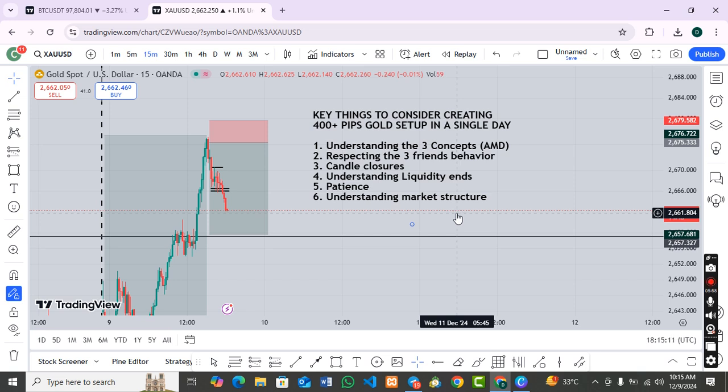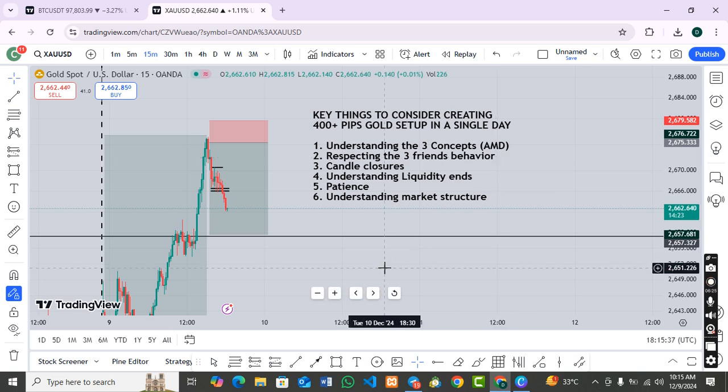You must understand the three powerful concepts, or the behind-the-scenes knowledge or idea that is operating on the system. It is an algorithm being created. Number 1, understanding the AMD, which is accumulation, manipulation, and distribution. And number 2, respecting the three friends' behavior. Each one of them has its own behavior.